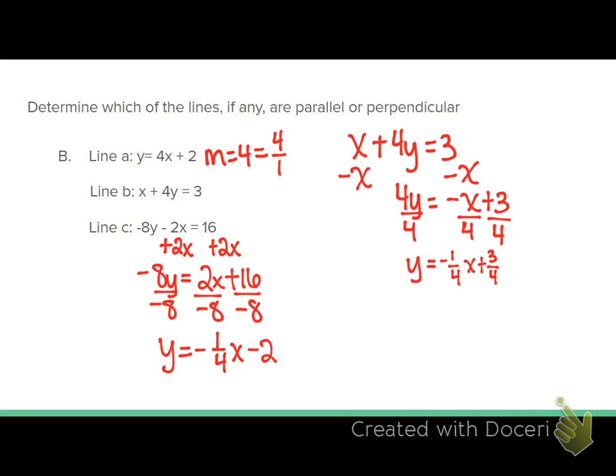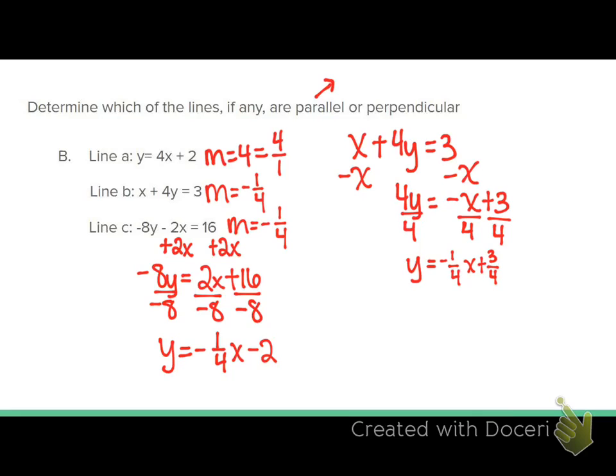So what is the slope of line B? Negative 1/4. All right, line C, we still had to get y alone. So I added 2x on both sides and then divided by negative 8. Okay, we get 2 over negative 8. That reduces to negative 1/4. So our slope is negative 1/4.